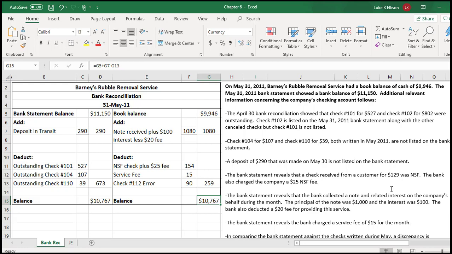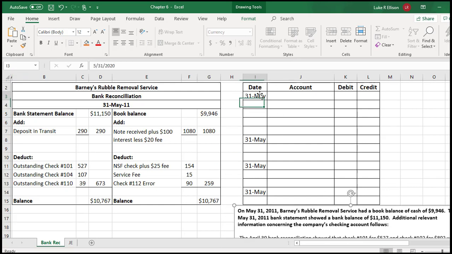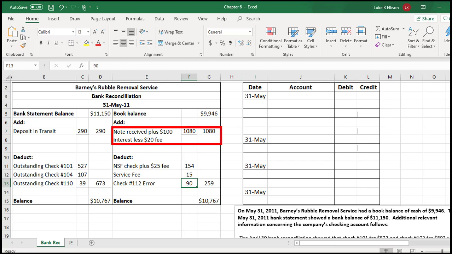So I'll get out my journal paper that I've been hiding here, and you'll see I have May 31st as our date for the 4 different transactions we have. So there's 1, 2, 3, 4 journal entries we're going to have to record here. So first we have the note that was collected. As I just stated, the number listed of $1,080 will be the debit to cash. So we can put that down.